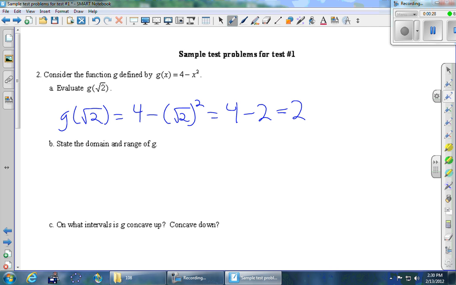B, state the domain and range. So in terms of thinking about this function, it would probably help to have a graph. Of course, you could type it in the calculator, but I'd like you to know what 4 minus x squared looks like, or at least I'd like you to be able to figure it out.